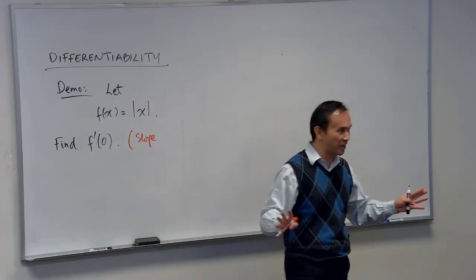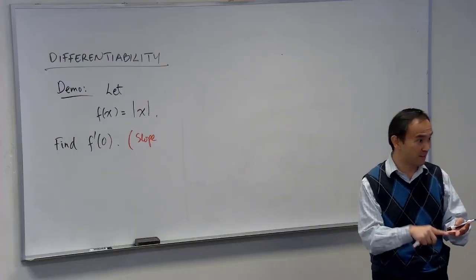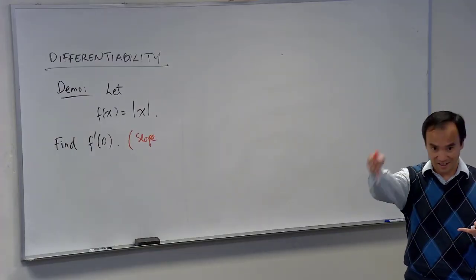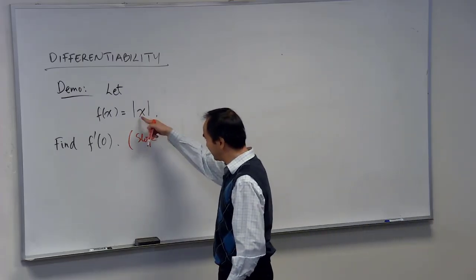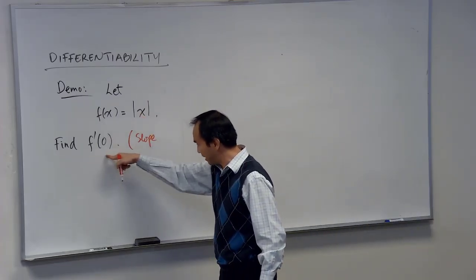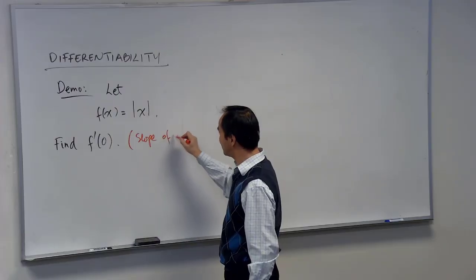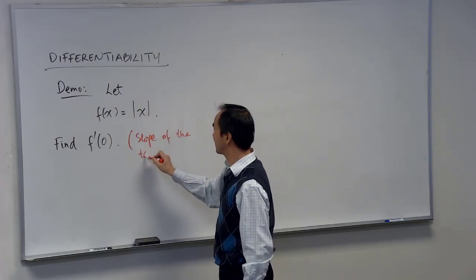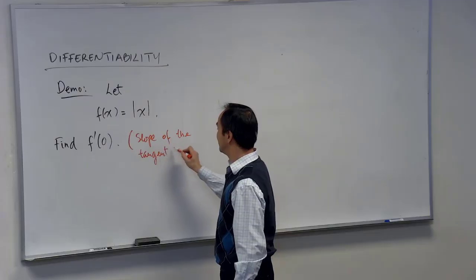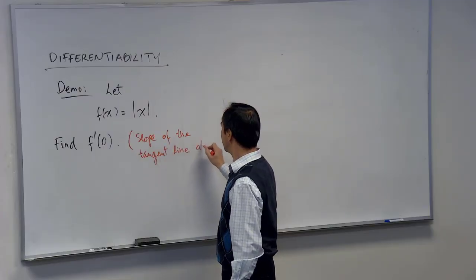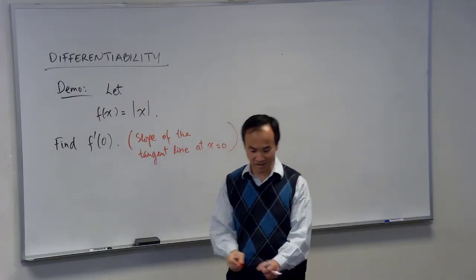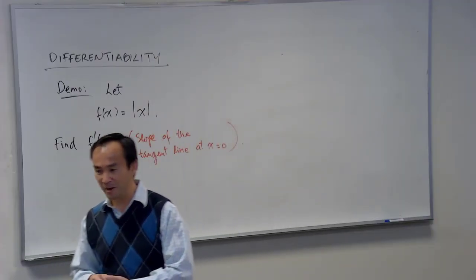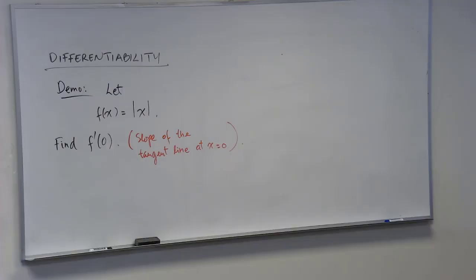There will be many occasions where I keep reminding you that the derivative at a given value is the slope of the tangent line at that specific value. So for this function, this f prime of 0 means I want the slope of the tangent line at x equals 0. You're going to have to constantly keep that reminder when you read about the meaning of the derivative.